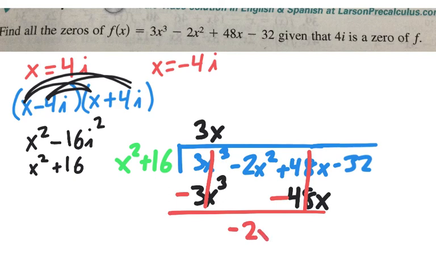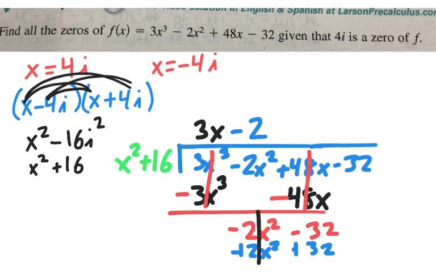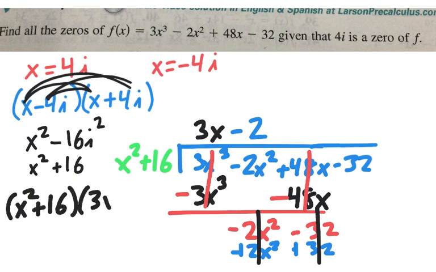That leaves me with negative 2x squared minus 32. I'm going to bring those down. Now I have an x squared, and I want it to be negative 2x squared. So I'm going to multiply by negative 2. Negative 2 times x squared is negative 2x squared. Negative 2 times 16 is negative 32. And then we change the signs. Those cancel. So again, that means it was a factor because I got a 0 remainder. So in factored form, this is x squared plus 16 times 3x minus 2.